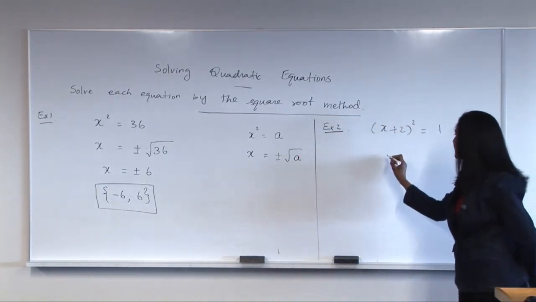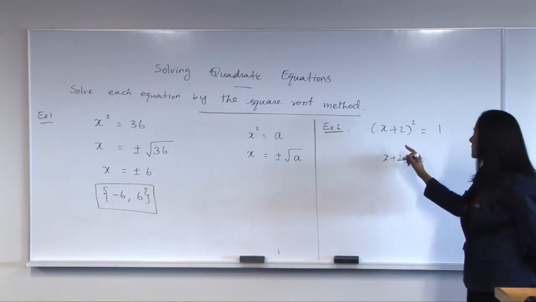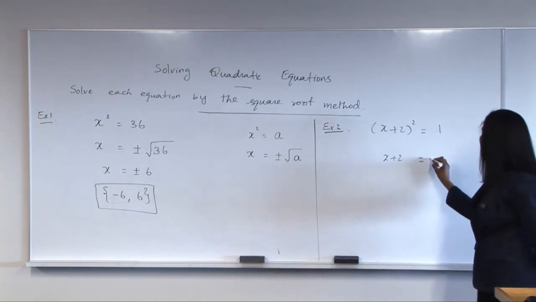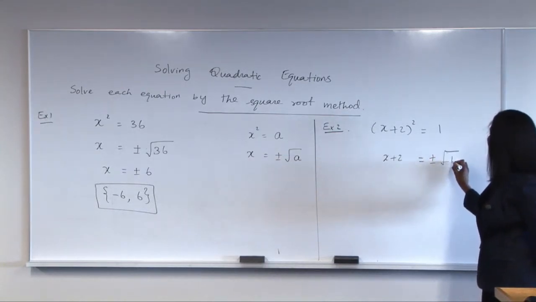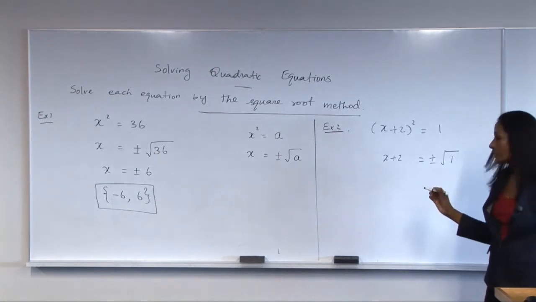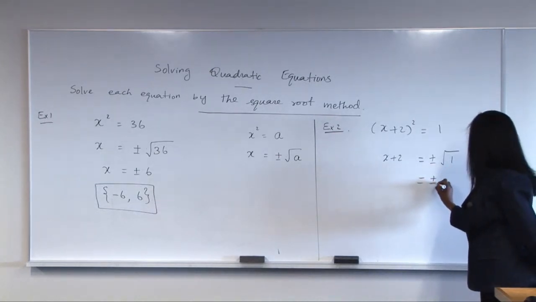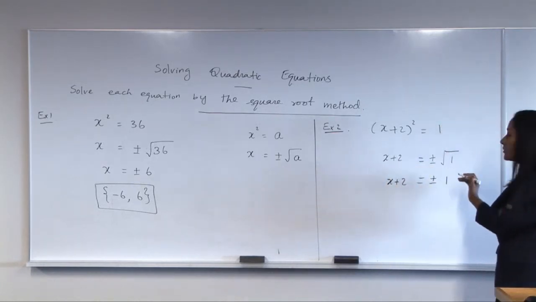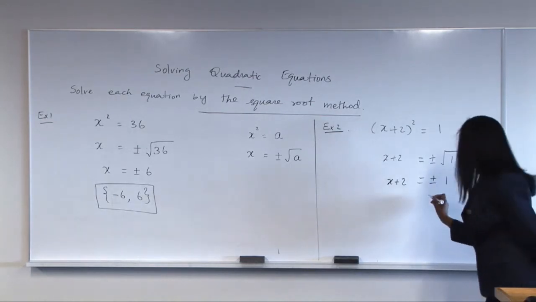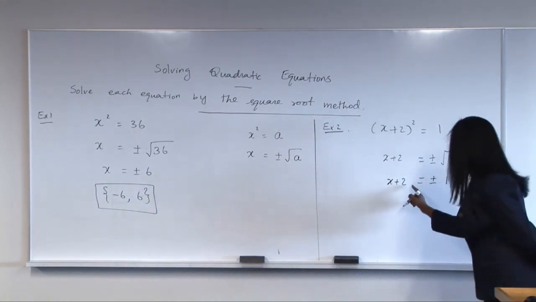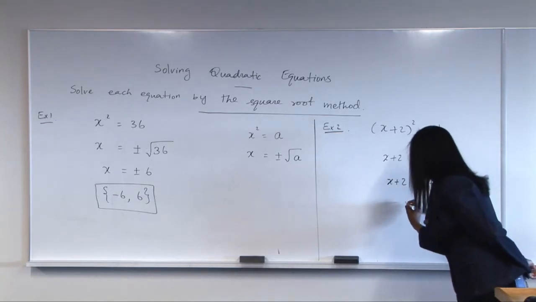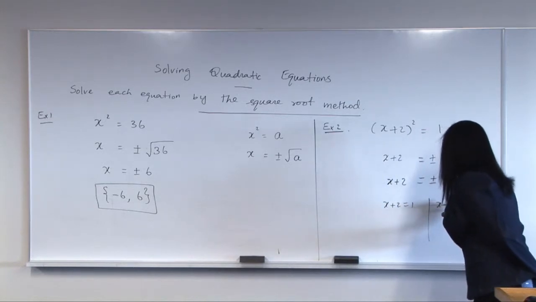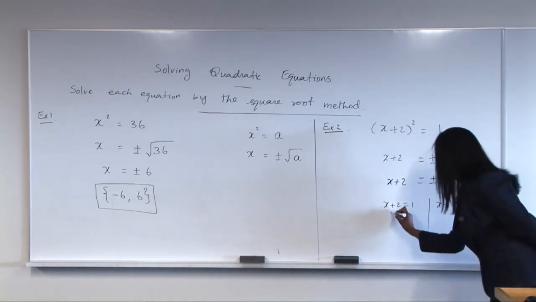You see in the place of x we have x plus 2, squared. So x plus 2 is equal to plus or minus square root of 1. What is the square root of 1? The square root of 1 is 1. So x plus 2 is equal to plus or minus 1. Now we have two numbers we are going to solve. So x plus 2 is equal to positive 1, let us solve that, and x plus 2 is equal to negative 1. We are solving for x.